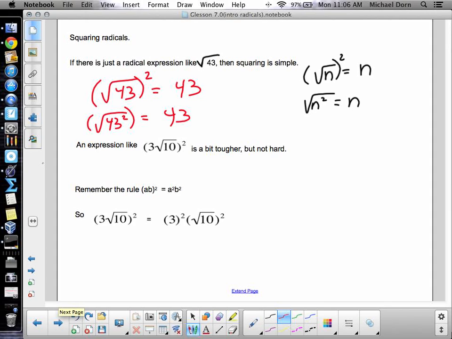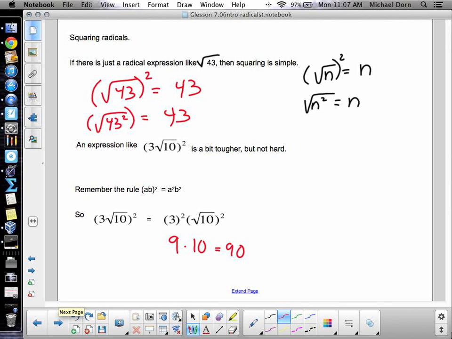Okay. All right, so how do we do that? Well, our rule is simply this: a times b squared is a squared times b squared. So if I have to square 3 times the square root of 10, I square each component of that. 3 squared times square root of 10 squared. 3 squared is easy. What's 3 squared? 9. Square root of 10 squared itself is easy. It is 10. Oh, 9 times 10, I can do that. 90. So if I square 3 root 10, 3 root 10 squared is 90.